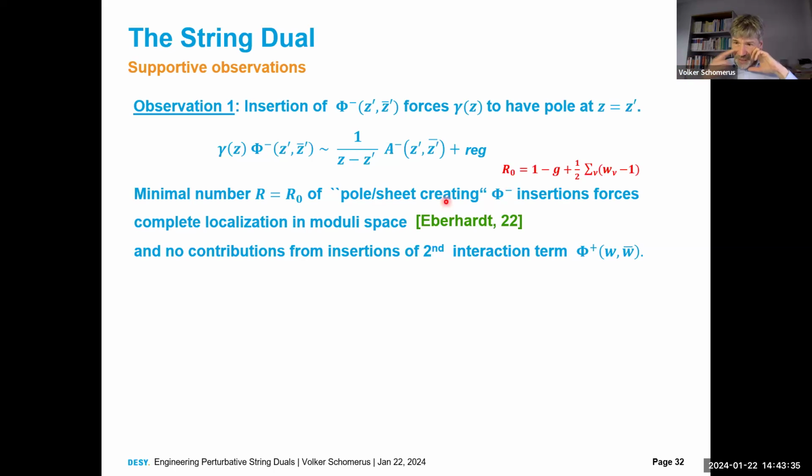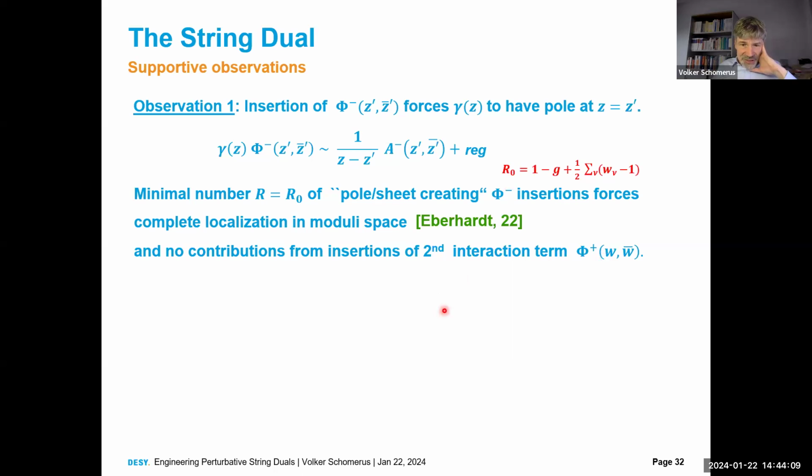So every time you bring down one of these interactions psi minus from your theory, you create sort of a pole that is kind of a sheet of your branched cover. And if you have a minimal number of sheets created, then eventually you can get a non-zero amplitude. The minimal number is given by this R0. And then the second term can't really contribute, or gives trivial contribution to the psi plus term because of what I alluded to before, that it sort of corresponds to a cycle of length 1, which is trivial in the symmetric orbifold theory. So it won't really matter.